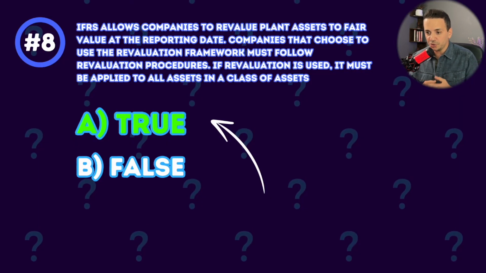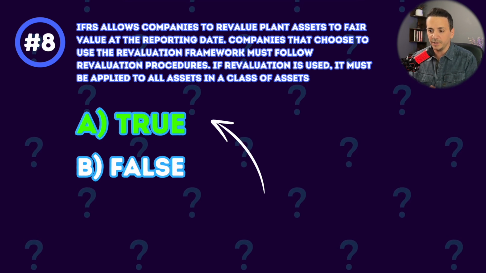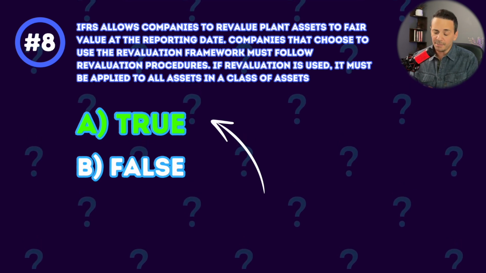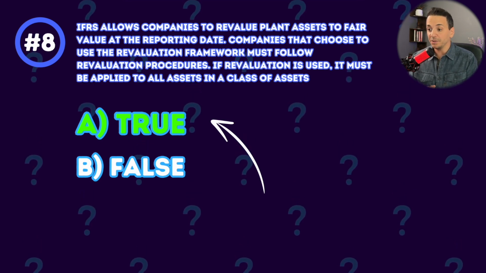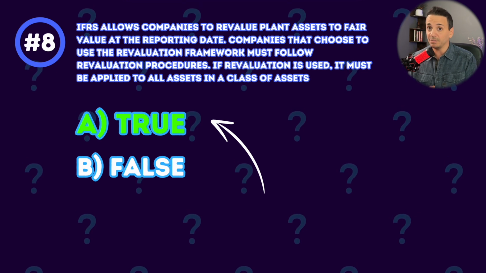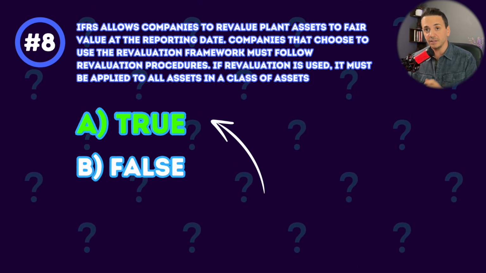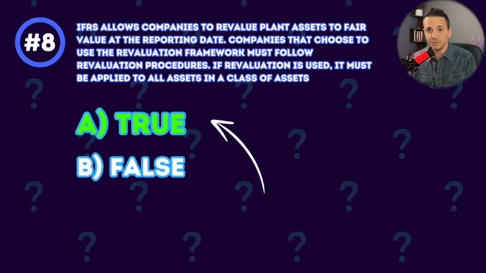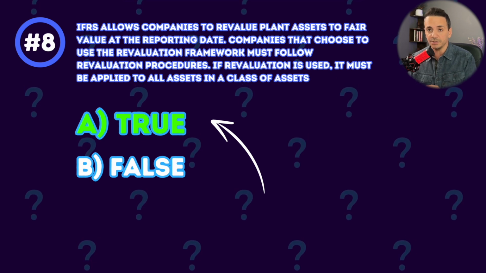And of course, it is true. This is one of the biggest differences between IFRS and US GAAP. IFRS allows companies to revalue plant assets. US GAAP does not. The only kind of asset that US GAAP would allow for revaluation is marketable securities.